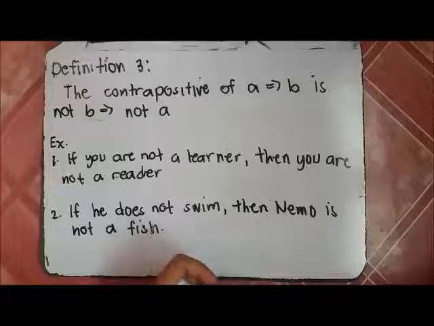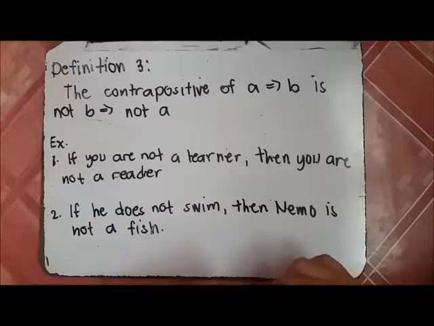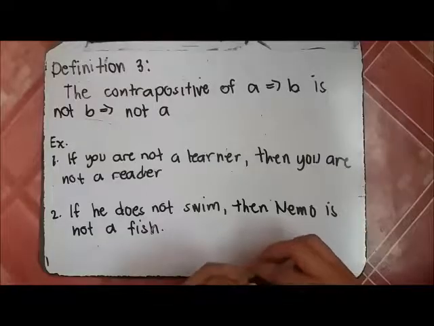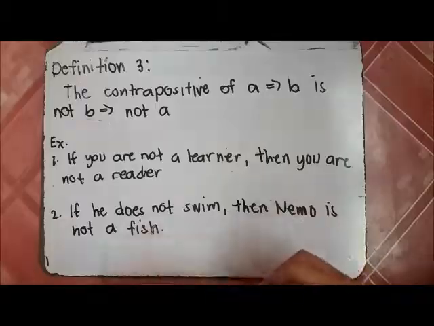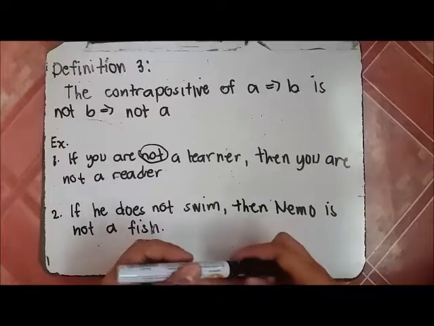The third definition is the contrapositive of A implies B is not B implies not A. So with these statements, the contrapositive is formed by interchanging the hypothesis or the condition and the conclusion, then denying them both. Thus, the contrapositive of the given examples in definition 1 are: 1. If you are not a learner, then you are not a reader. So by taking the converse of the original statement, which is if you are a learner, then you are a reader, deny both statements by using a negative word like not, can't, or anything that will deny the statement.